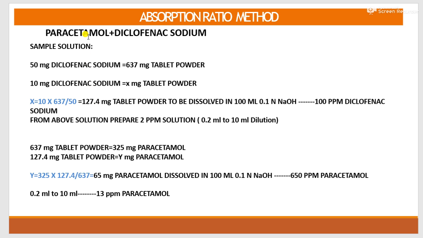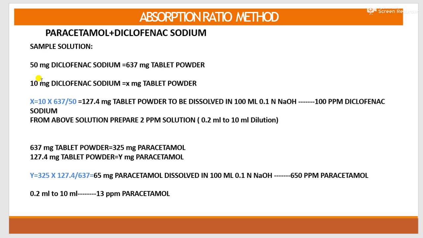Now preparation of sample solution. As we know that the tablet has an average weight of 637 milligram, which contains 50 milligram of diclofenac sodium. So 50 milligram of diclofenac sodium is present in 637 milligram of tablet powder. You have to triturate the 20 tablets and make powder. So 637 milligram of tablet powder contains 50 milligram of diclofenac sodium.